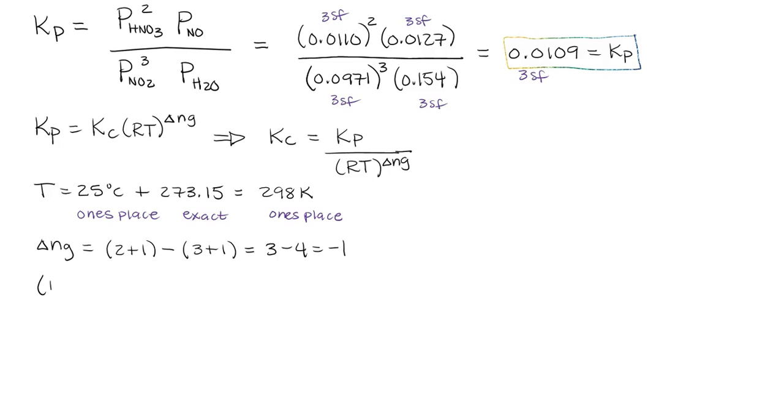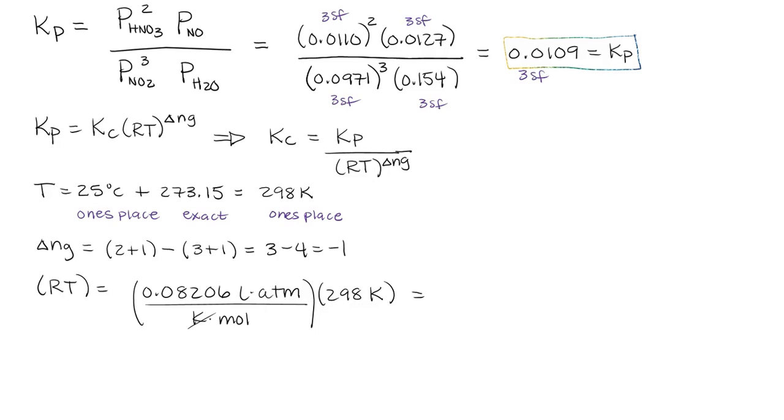Next, I want to calculate my RT term. So I have 0.08206 liters atmospheres per Kelvin mole times my temperature in Kelvin, which is 298. Making sure my Kelvins cancel, I'll end up with 3 sig figs for my RT term. Doing the math, 0.08206 times 298 to 3 sig figs gives me 24.5.